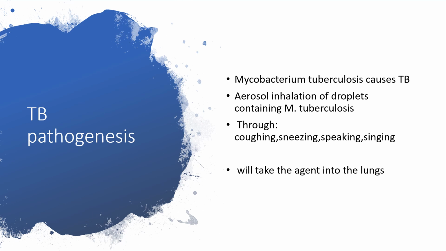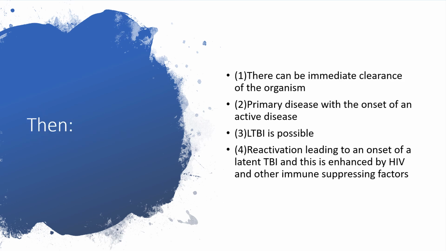When you inhale the droplets, they go into your lungs. And when they get there, what will happen? On getting to the lungs, there can be immediate clearance of those organisms, the tuberculobacilli. But primary disease with the onset of an active disease could also set in. The person could then become actively diseased, with cough, hemoptysis, weight loss, fever, loss of appetite, malaise, night sweats, and so on.